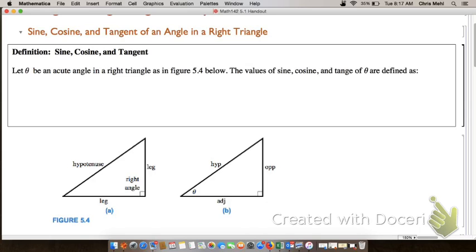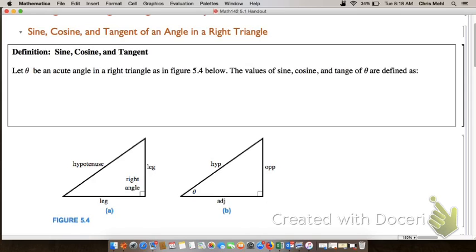But in part B of the figure, if we label the bottom left angle with an angle theta, we can now call the legs the adjacent and opposite sides with reference to that angle. So the side that is touching the angle itself is called the adjacent side, and the side that is opposite the angle is called the opposite side, which is just labeled op.